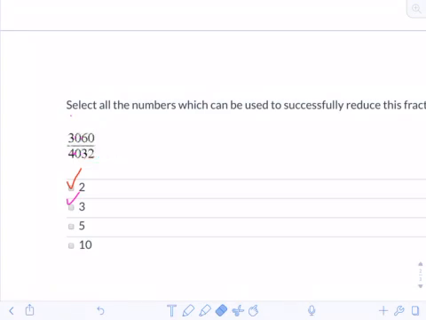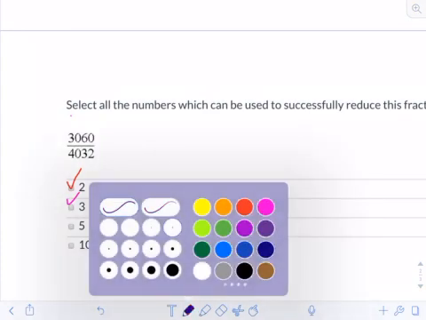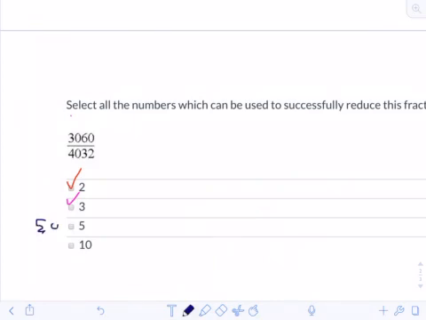Let's clear this up a little bit. Now let's look at 5s. Well, if a number is divisible by 5, it ends in a 5 or a 0. This one ends in a 0, but that does not. So therefore it is not divisible by 5, and they both don't end in a 0, so they're not divisible by 10. There we go.